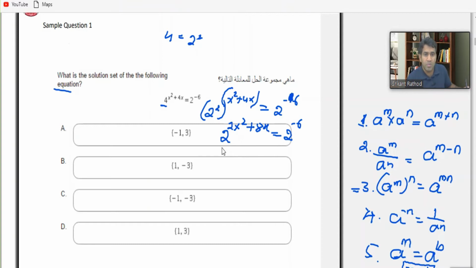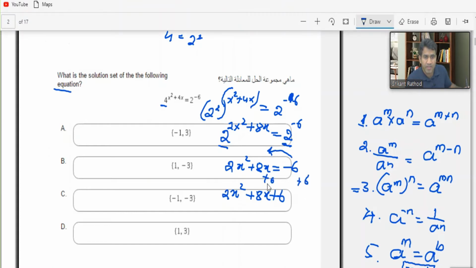Now look, in both cases the bases are the same, so I can equate their powers. Now 2x square plus 8x is equal to negative 6. This is converting into a quadratic equation. So this can be arranged as 2x square plus 8x. When you take this minus 6 to the other side, it becomes plus 6, or you are adding plus 6 on both sides to cancel this term. So this gets cancelled, and it's going to be 2x square plus 8x plus 6 equals 0.